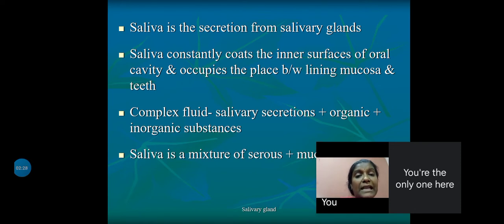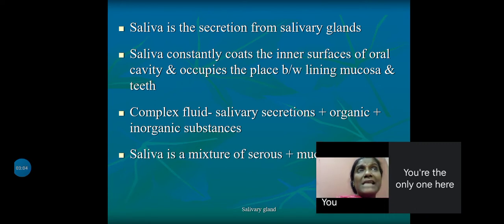It is not a pure fluid. Once it reaches the oral cavity, it becomes a complex fluid because it is made up of salivary secretions. All secretions are proteinaceous in nature, a kind of protein. Along with that, you have organic and inorganic substances. When you look at the composition of saliva, you will realize that a variety of components are present in it. Hence, it is called a complex fluid because it is made up of many things.